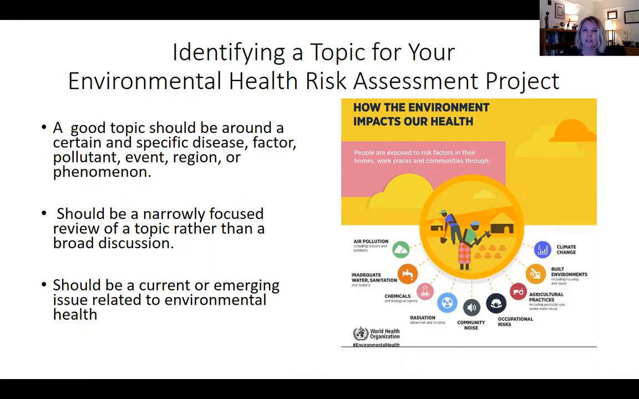But a risk assessment or health risk assessment is the process to estimate the nature and probability of adverse health effects in humans who may have been exposed to chemicals or other environmental hazards. So this could be through food, air, water, for example. You are going to be spending a lot of time on this project throughout the semester, so you definitely want to pick something that you're going to be interested in.